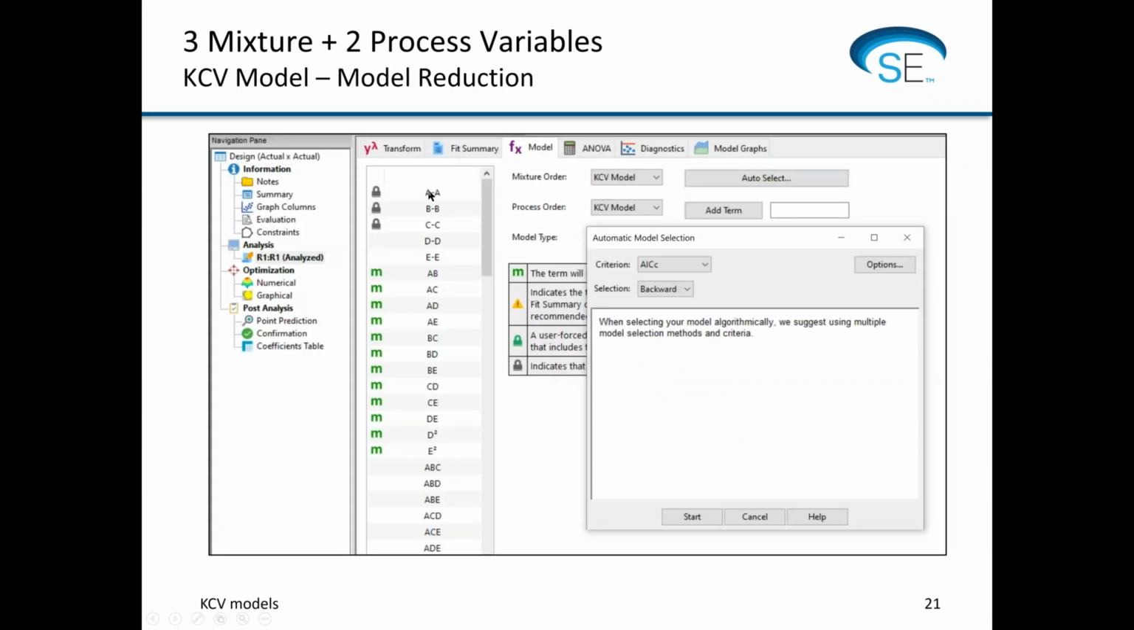Okay, so we start with the KCV model, and there are the 15 coefficients. We're going to go in and reduce it, and there are a number of different ways you can reduce it. I happen to like the AICc, and I always like to do backward because it gives every model term a chance to be evaluated. So since I'm presenting, we'll do what I like.